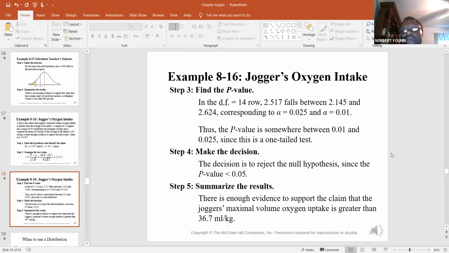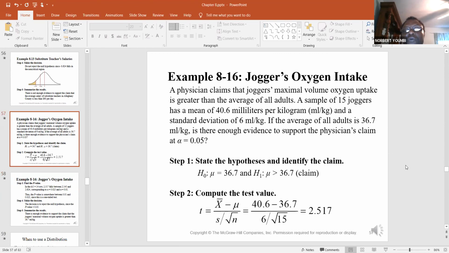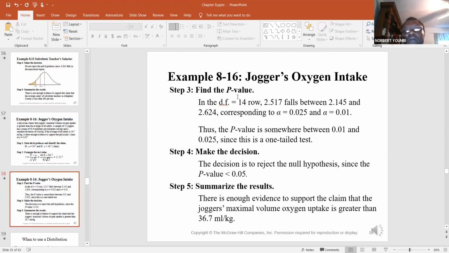So I'm skipping this example because they are essentially the same. In this example, the alternative hypothesis is mu is greater than 36.7, and the test value is 2.517. Using the degree of freedom of 14, we will find the critical value to be 2.517. And the p-value is somewhere between 0.01 and 0.025. Generally, this p-value is read from that table and they don't generally ask you questions about the p-value. So I will skip it, but for those who have the TI-83, you get the p-value from it.